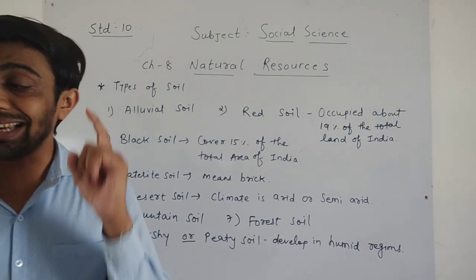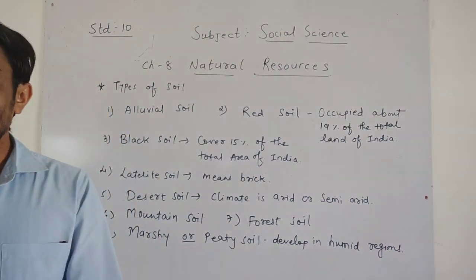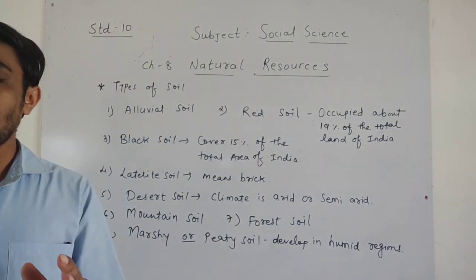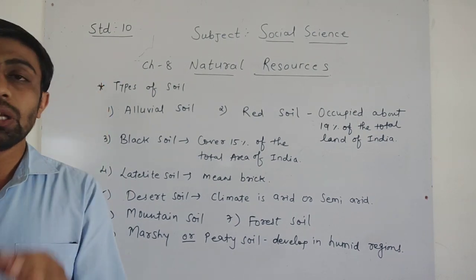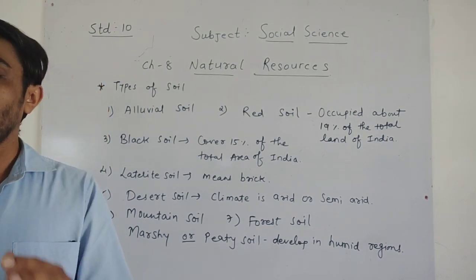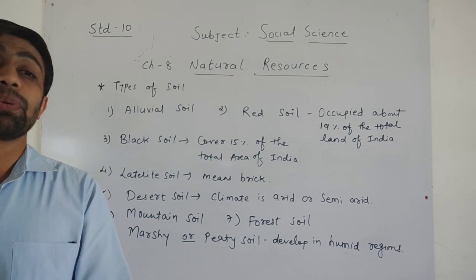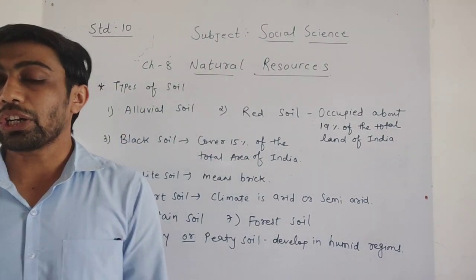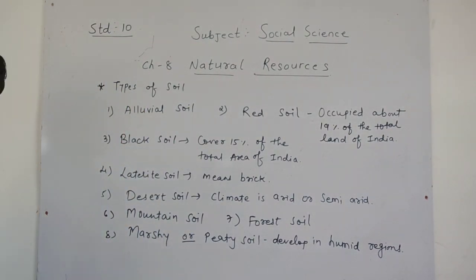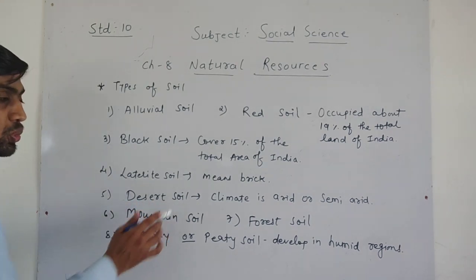The soil is less fertile, but cotton, paddy, ragi, sugarcane, tea, coffee, cashew, etc. can be grown after fertilizing. Next one, dear children, they have given about the desert soil.